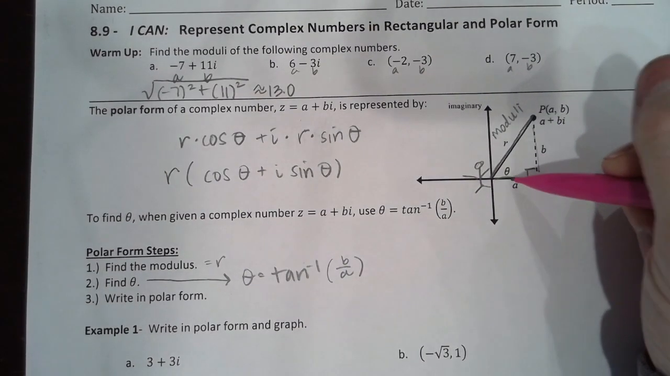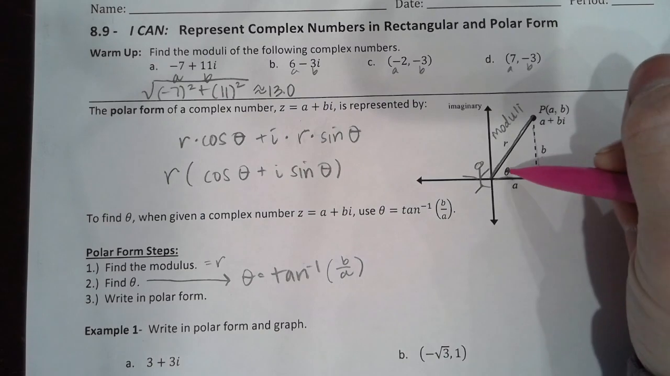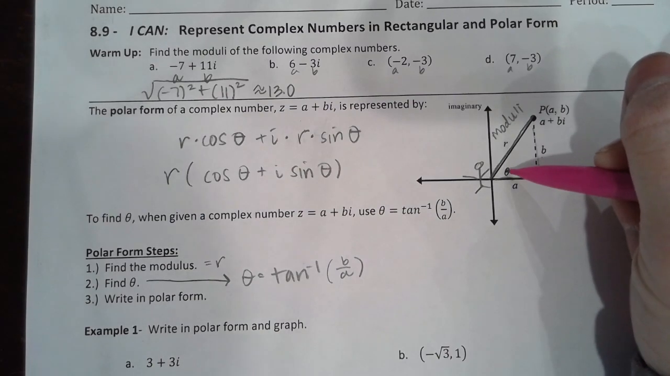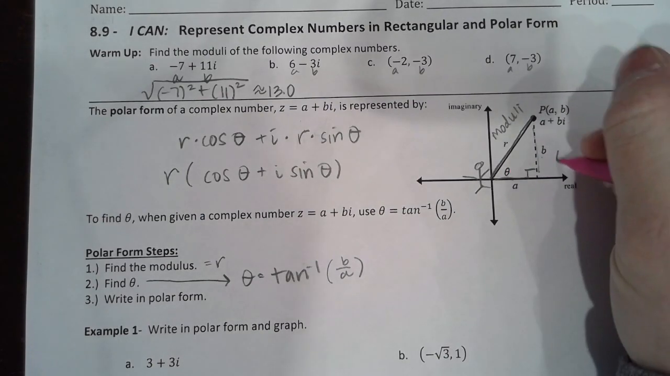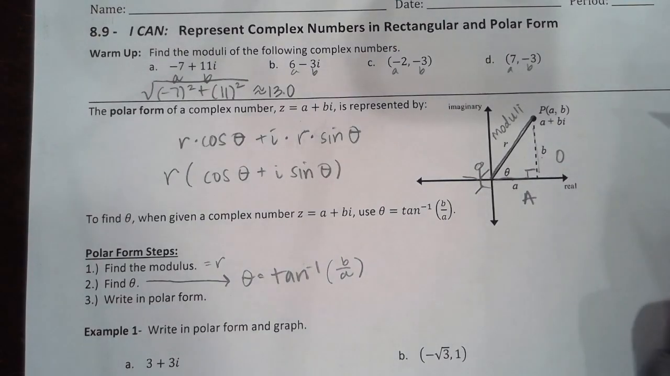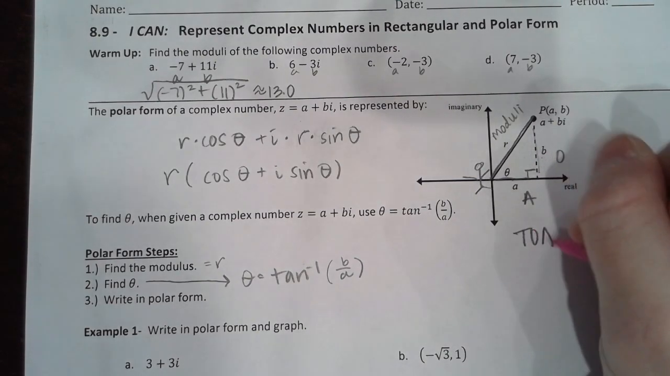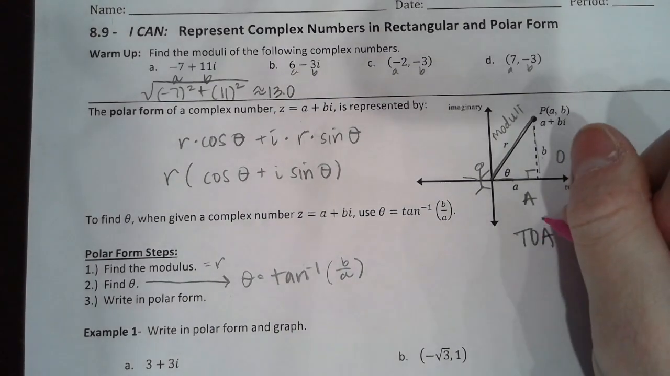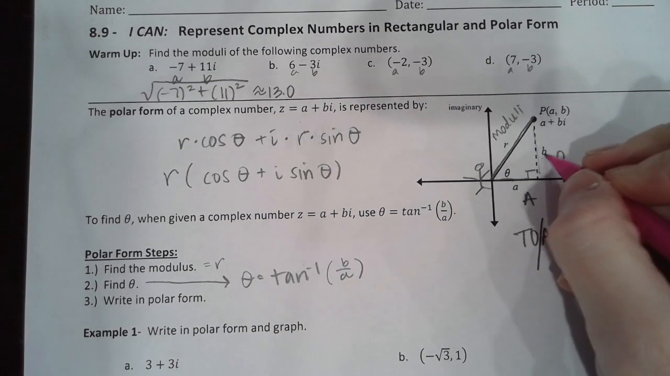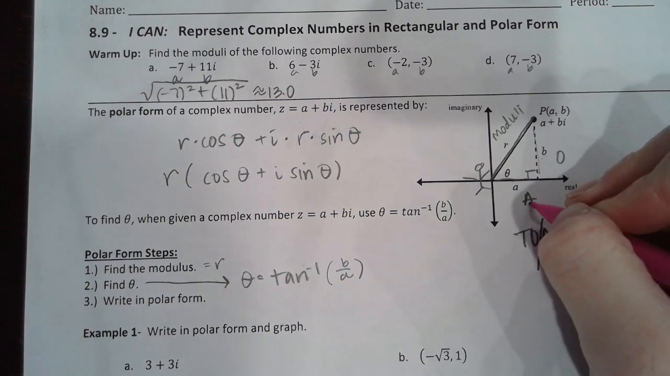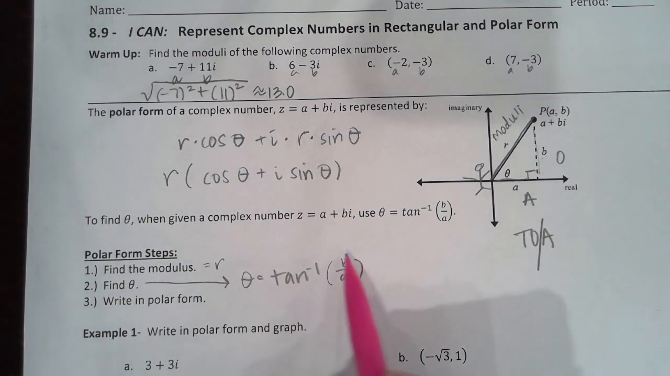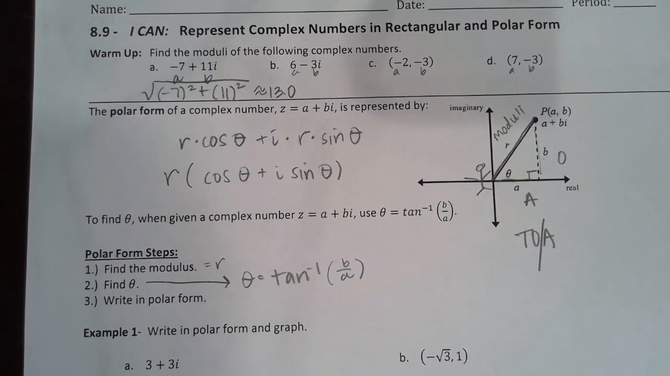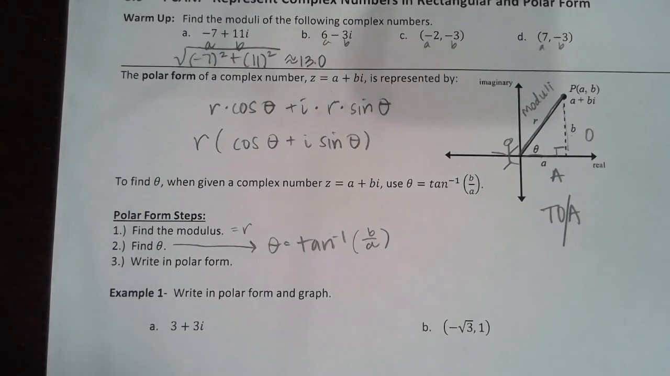And this is because if I'm standing here at this theta, and I'm given these two sides, but I need to figure out what my theta is, then that is an opposite side and an adjacent side, and opposite and adjacent is TOA. And the ratio for TOA is opposite over adjacent, and our opposite is our b, and our adjacent is a. So again, we get this information from our picture. And then our last step is to write in polar form, so I'll show you what to do.